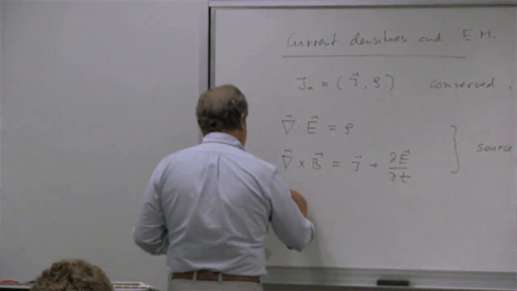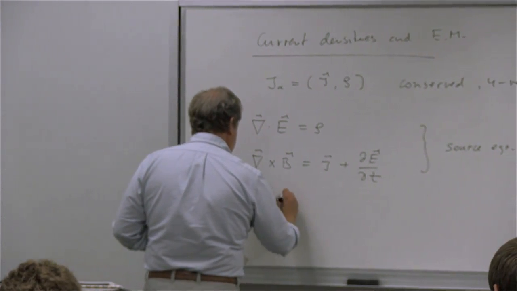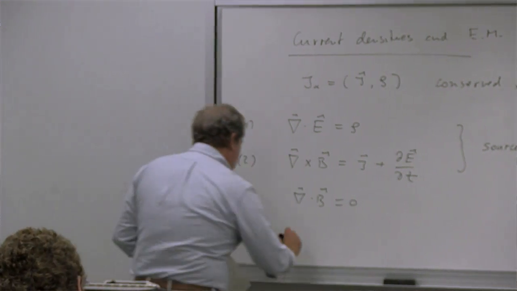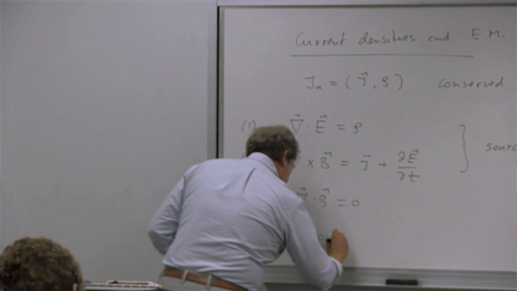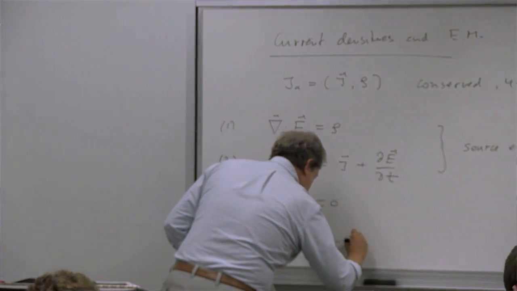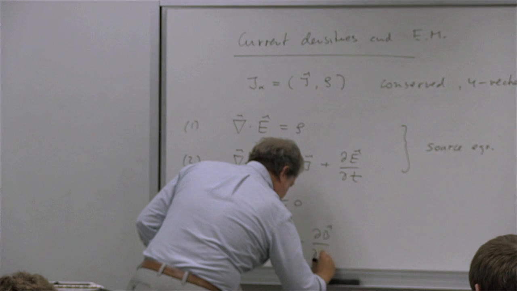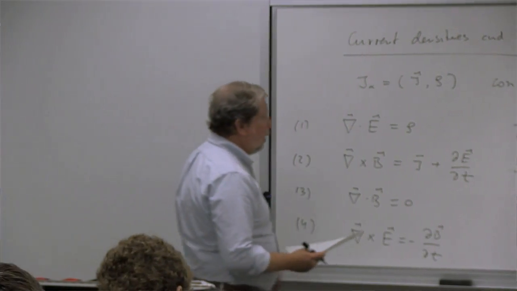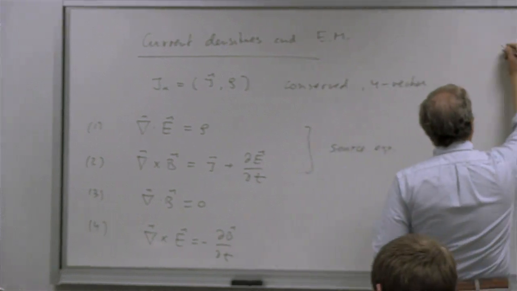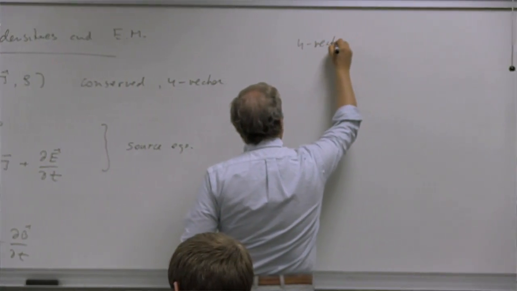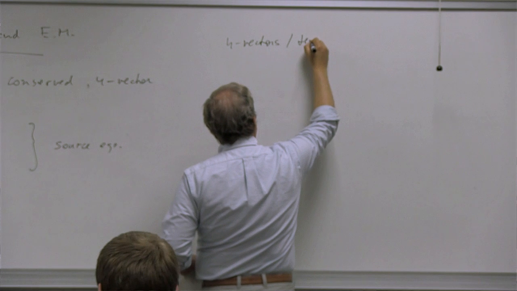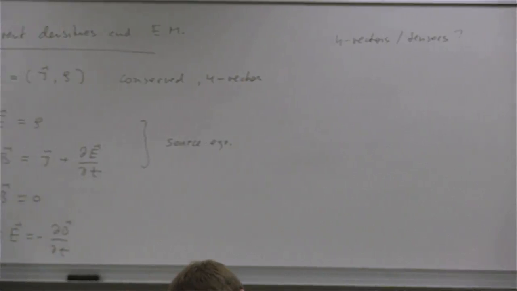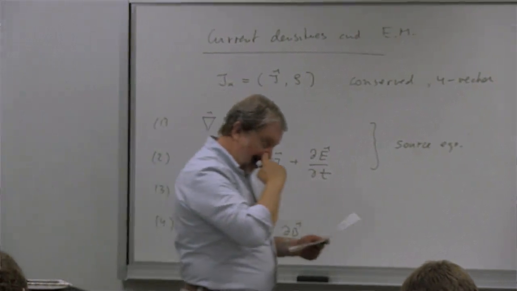And so that is the fact that the divergence of B is equal to 0, the absence of magnetic monopoles, and that the curl of E is equal to minus dB by dt, which is Faraday's law. So we want to now rewrite this in terms of 4-vectors and possibly tensors. It would be nice if we can do that.